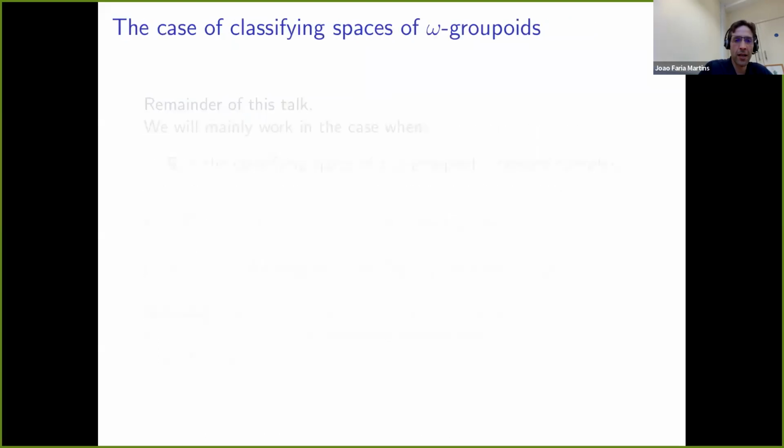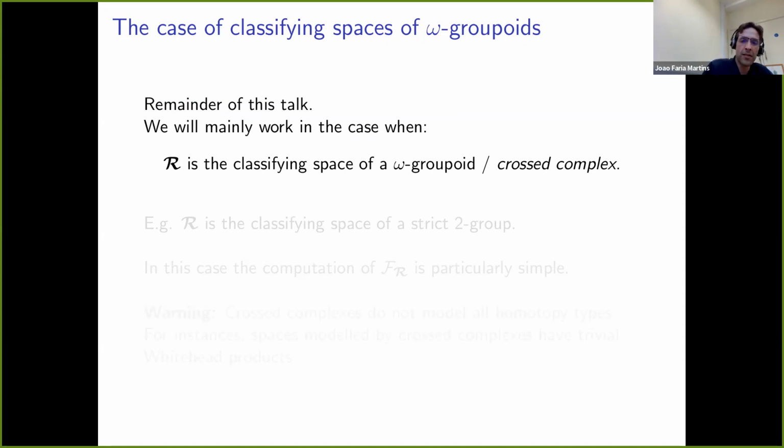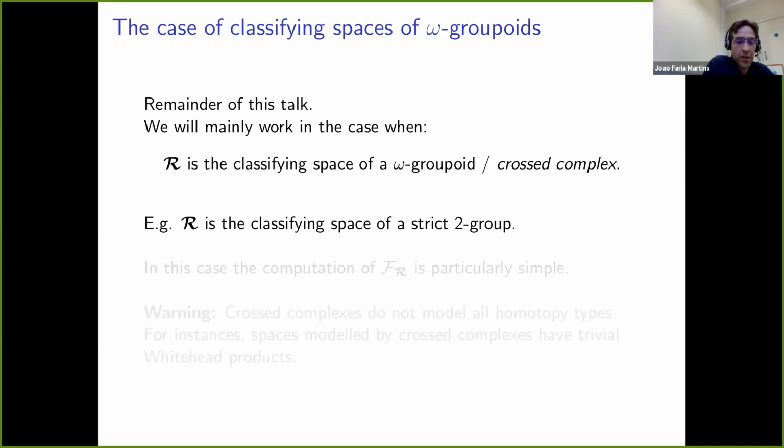Right, and for the remainder of this talk, I will mainly work with the case when R is the classifying space of an omega groupoid. In fact, I probably should have added strict to it. This is strict omega groupoids as defined by Brown and Higgins, and this is equivalent to a crossed complex. For example, R can be the classifying space of a 2-group. And as I said before, in this case the computation of Quinn finite total homotopy TQFT is particularly simple.